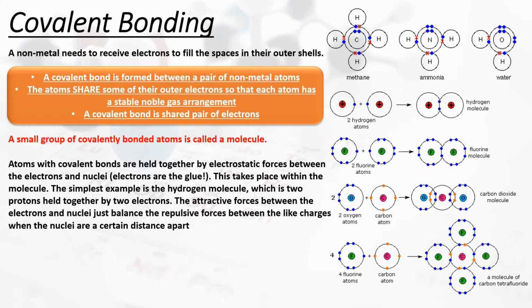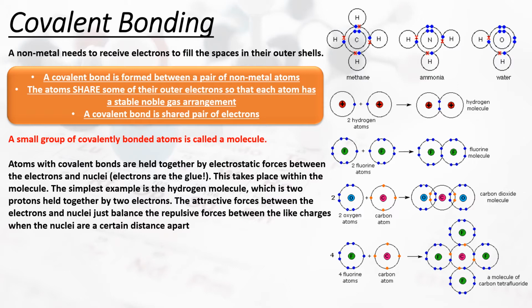Then we can start to look at covalent bonding. So a non-metal needs to receive electrons to fill the spaces in the outer shells. We said that when we talked about ionic bonding. But a covalent bond is formed between a pair of non-metal atoms. Now in this case, it's just not energetically favourable for one of these non-metals to lose all of its electrons and the other to gain it. It's much more favourable for them to just share some of their outer electrons. So rather than formally losing and gaining them, they're just going to share them, so that each atom obtains this stable noble gas arrangement. And so a covalent bond is a shared pair of electrons. A covalent bond is always 2 electrons, at least.